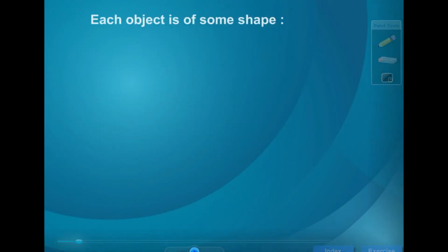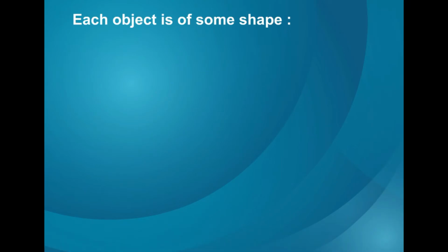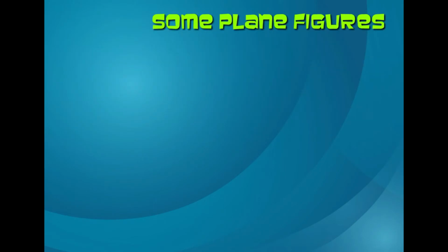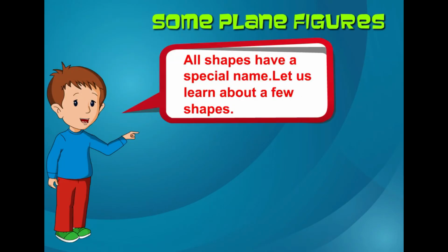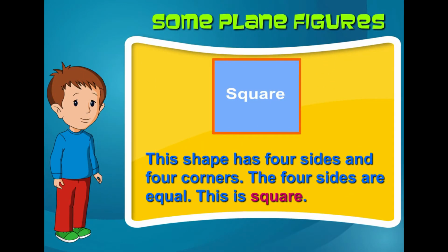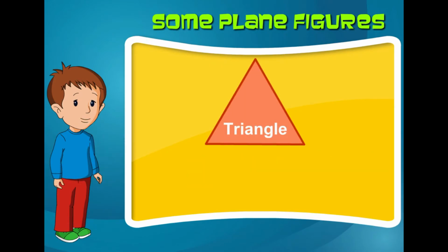Shapes. Each object is of some shape. Blackboard, clock. Some plain figures. All shapes have a special name. Let us learn about a few shapes. Square. This shape has 4 sides and 4 corners. The 4 sides are equal. This is a square.